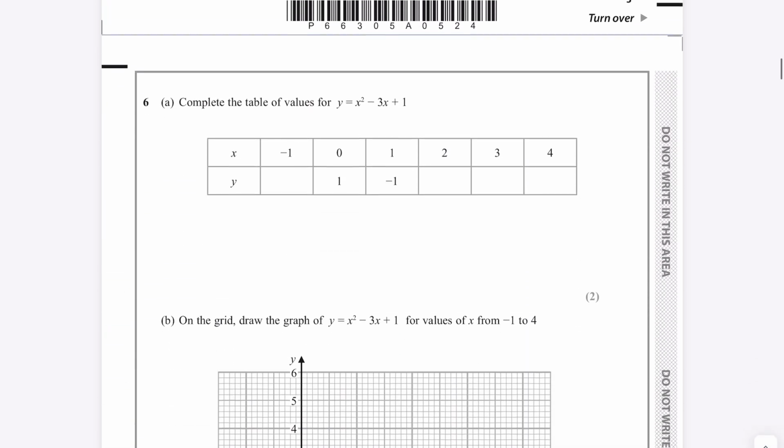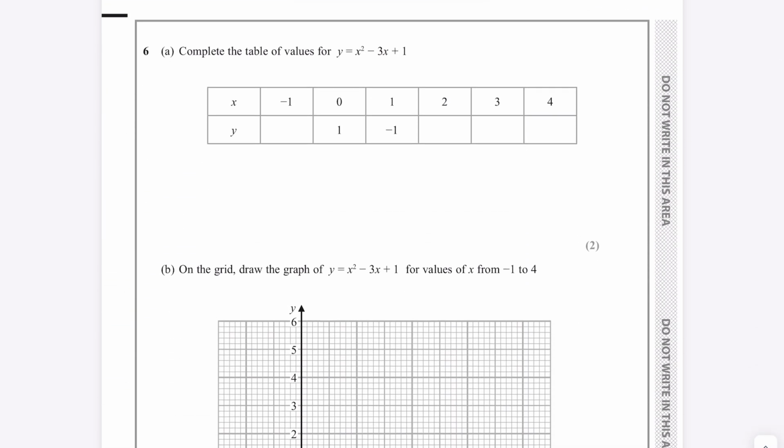Moving on to question 6. Take care here with the negatives. So I'm just going to do the first one. We're going to use brackets for negative numbers. -3, bracket -1, plus 1. So -1 squared is 1. Now take care here. This is -3 times -1, so that's +3. And then we have a +1, so all of this adds up to 5.